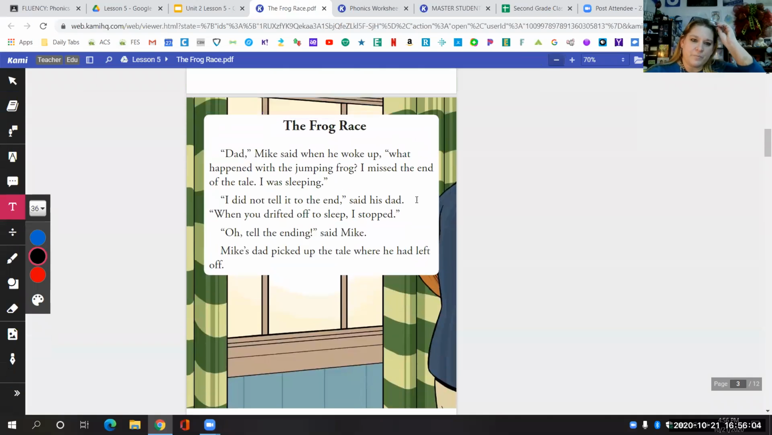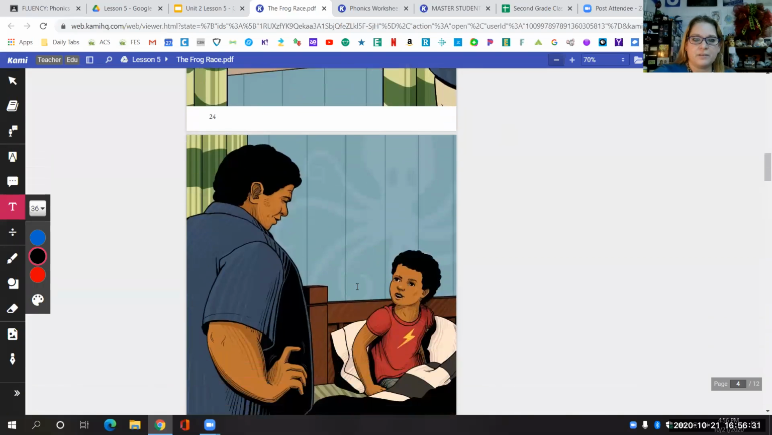Okay, here we go. The Frog Race. "Dad," Mike said when he woke up, "what happened with the dang frog? I missed the end of the tale. I was sleeping." "I did not tell it end," said his dad. "When you drifted off to sleep, I stopped." "Oh, tell the ending," said Mike. Mike's dad picked up the tale where he had left off.